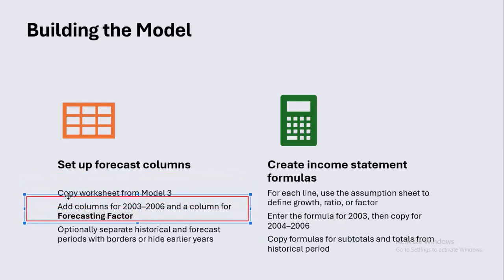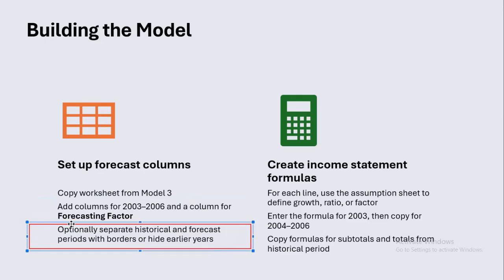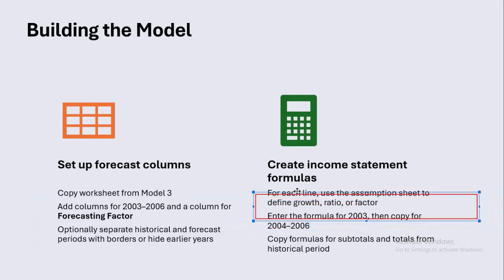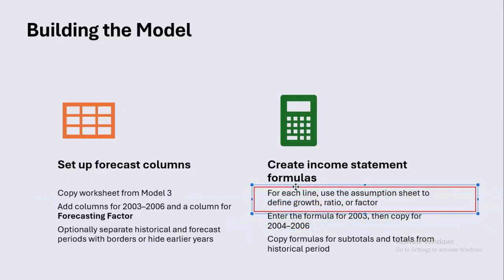So we'll just go ahead and add a forecast column so that we can continue our analysis from 2003 to 2006. And then we could also separate historical and forecast years with borders, or you can hide earlier years. I would prefer to have them show and just use a very simple border to separate them. We would also create income statement formulas. For each line, you use the assumption sheet to define growth.